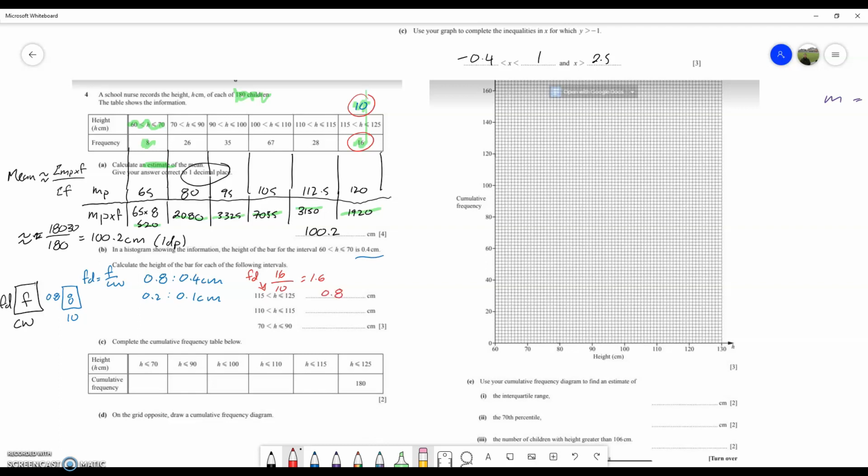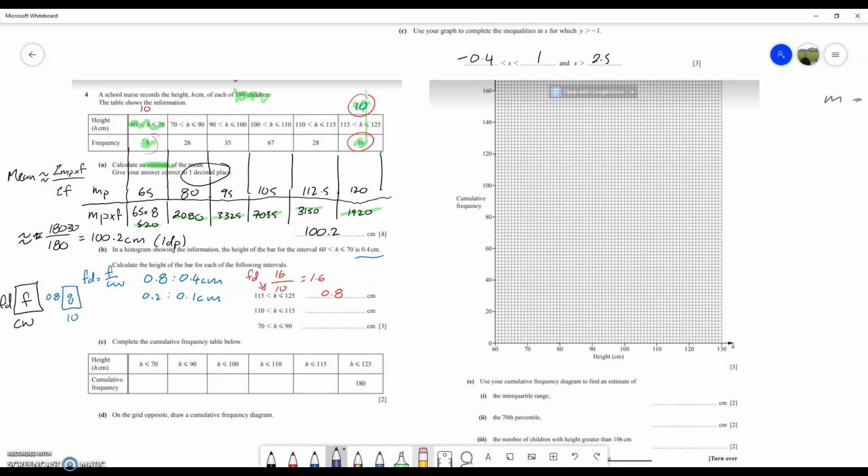Which makes sense because the class width of our original one was 10, so they're the same class width, and this is double the frequency. So it makes sense that it would be double the height.